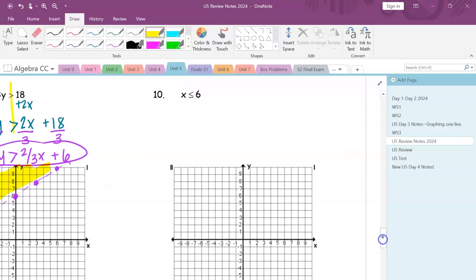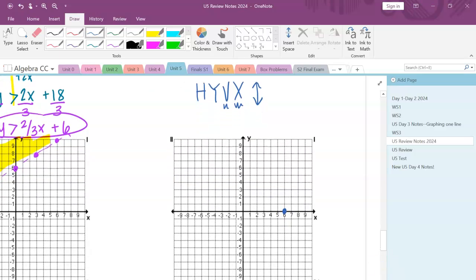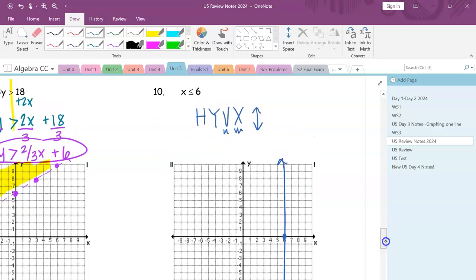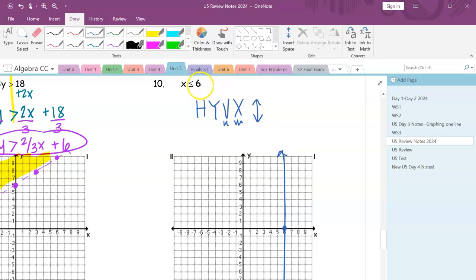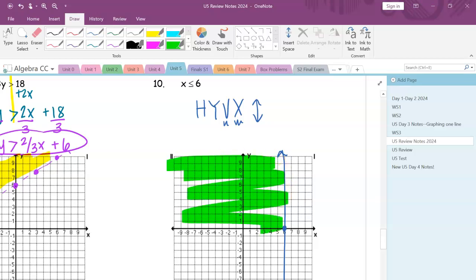All right, our last one, x is less than or equal to 6. Remember HIVX. This is an x, so it's going to be a vertical line. Find 6 on your x-axis. It does have the equal to, so you can go ahead and draw your solid vertical line. Okay, now remember, we can't shade up and down with this one because it's vertical, but since it says less than 6, you're just going to find the side that has numbers less than 6, and that's on the left. So we'll shade left.